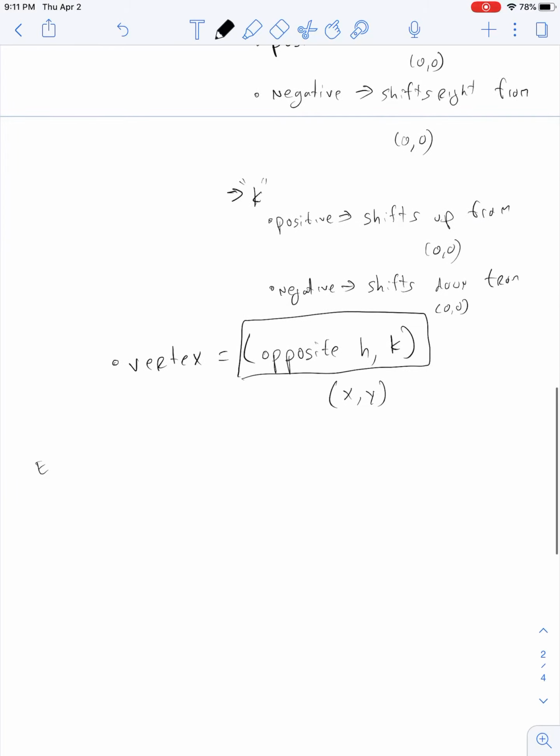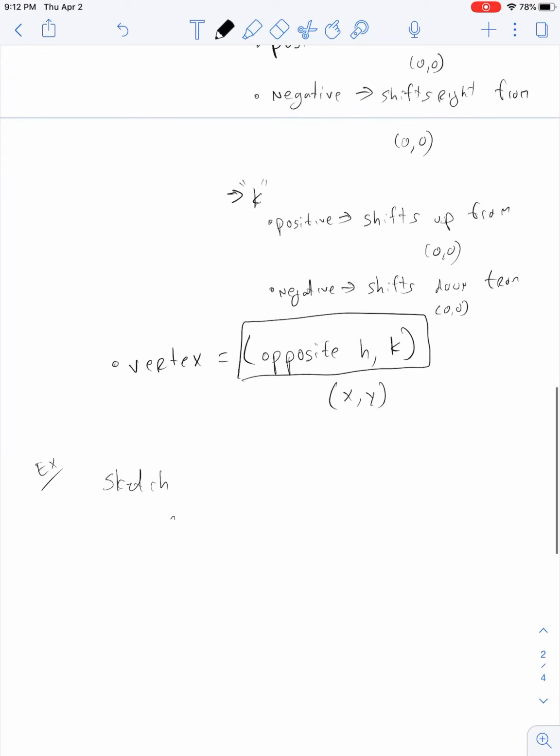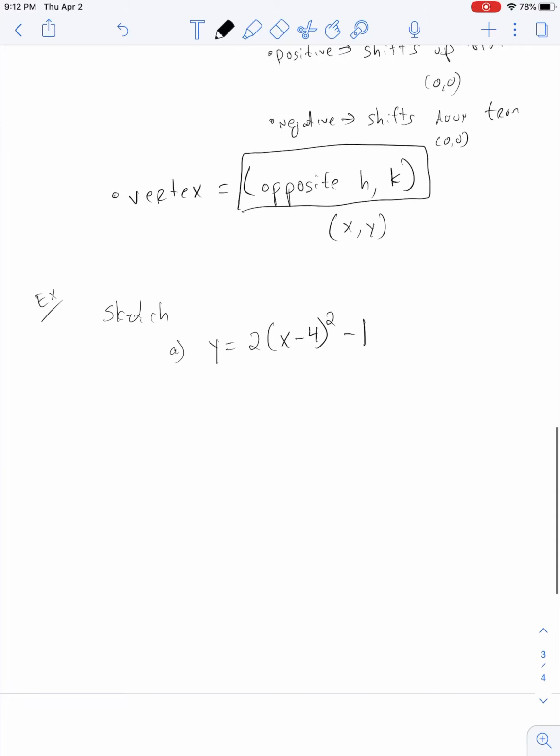All right, so let's take a look at some examples. I want you to sketch some nice examples in your book. Let's say I ask you to sketch, we'll go with example A. How about y equals 2, open parentheses, x minus 4, close parentheses, to the power of 2 minus 1. I'd ask you to sketch this.